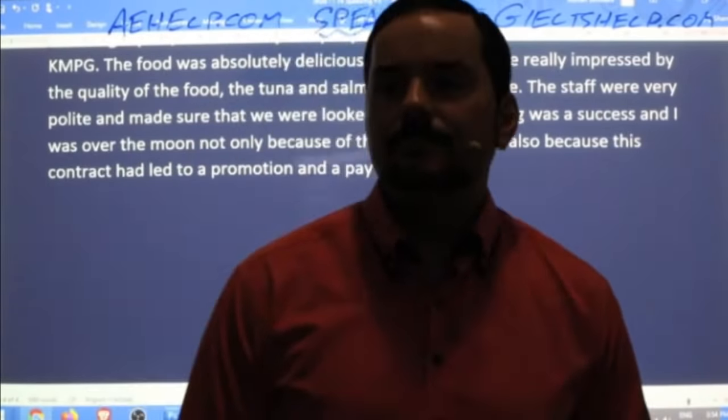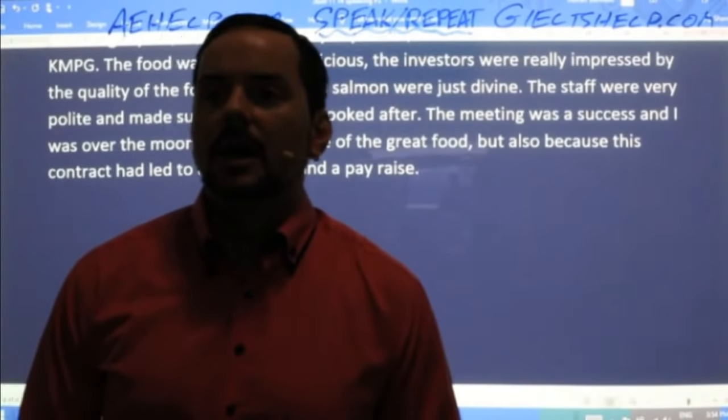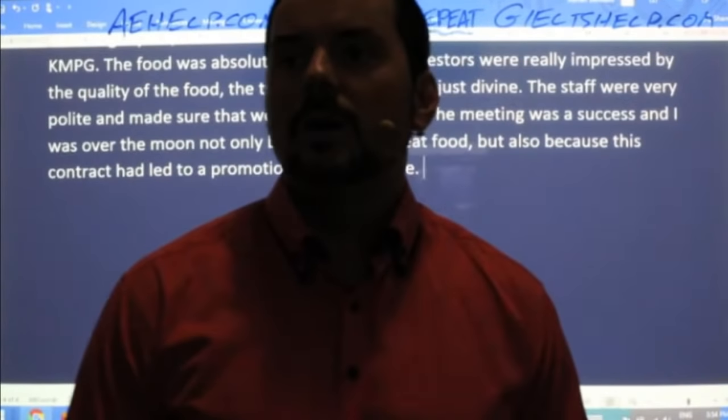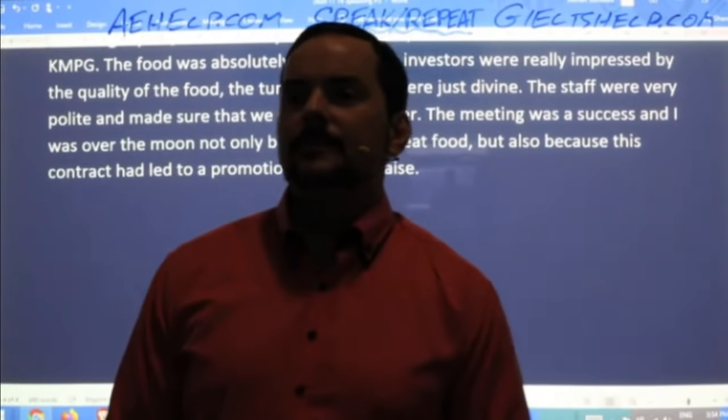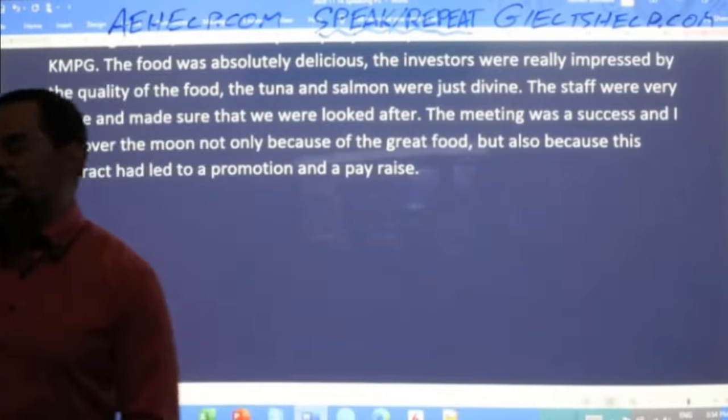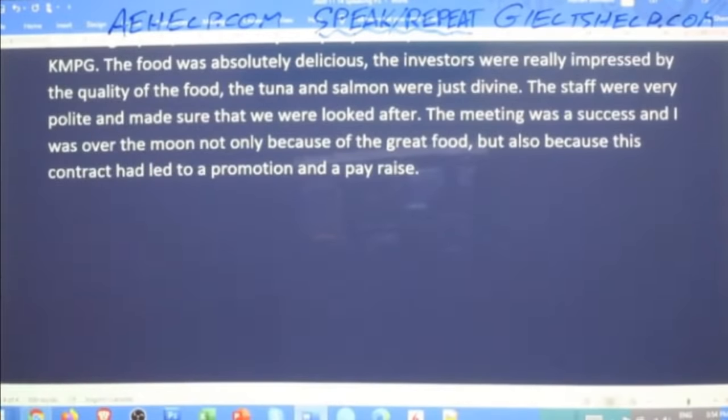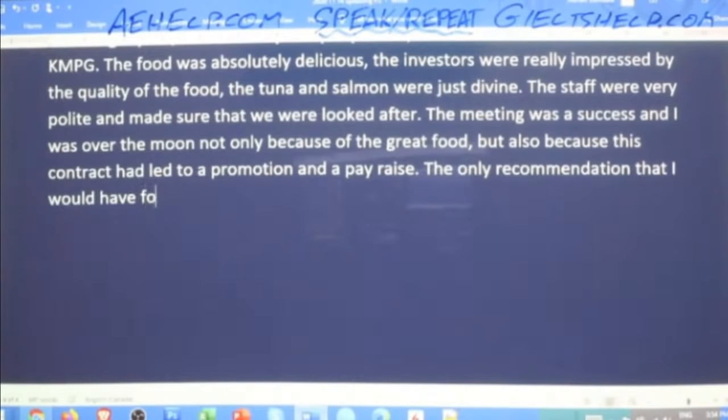Prajwal says ample parking space. The music was a little bit loud, maybe. Okay, I would write something like, the only recommendation that I would have for Sushi Tori is to include a better dessert menu.